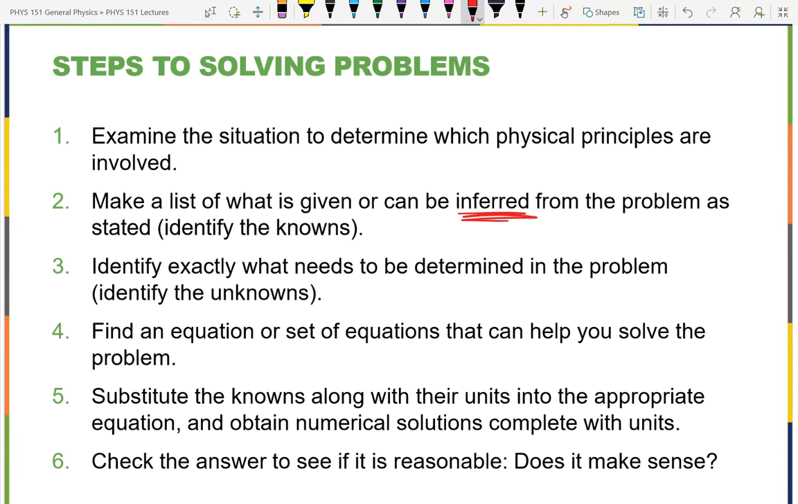In physics class, we're not looking for you to be able to just reproduce or regurgitate what you've been told. We're looking for you to be able to analyze the situation. And so that's why they will leave those things as inferred, to make sure you're thinking about the situation and analyzing it. And not just, hey, here's an equation, I can put numbers in, and there's an answer. So make a list of what is given and what's inferred. Identify what needs to be determined in the problem, what you don't know. And then you want to find your equation or set of equations that will help you solve it. And sometimes this gets pretty tough.